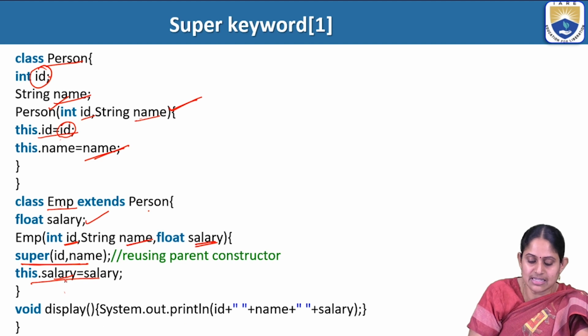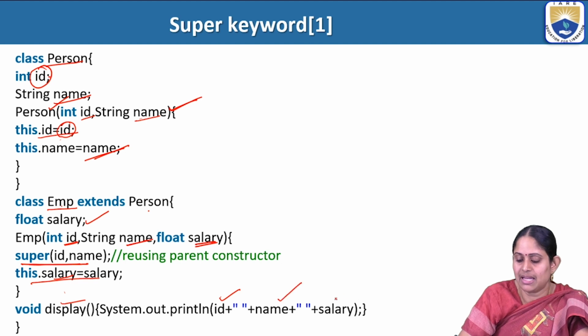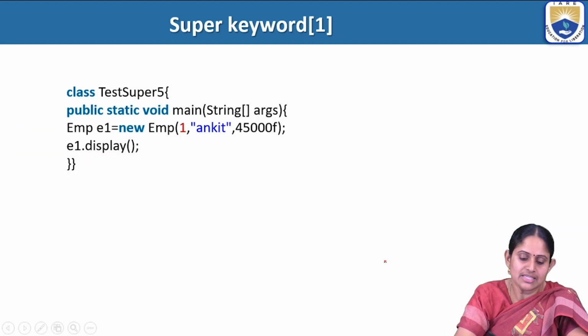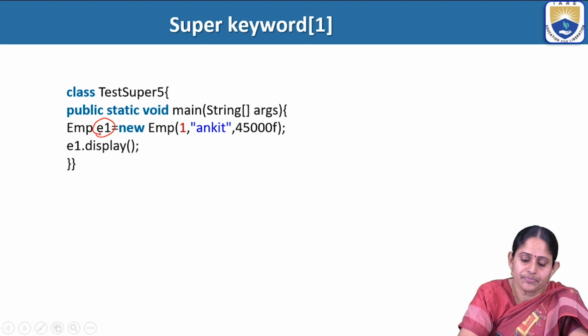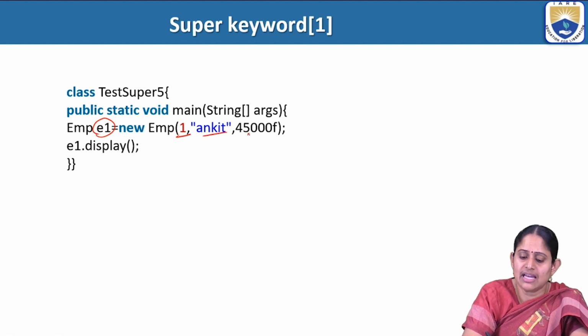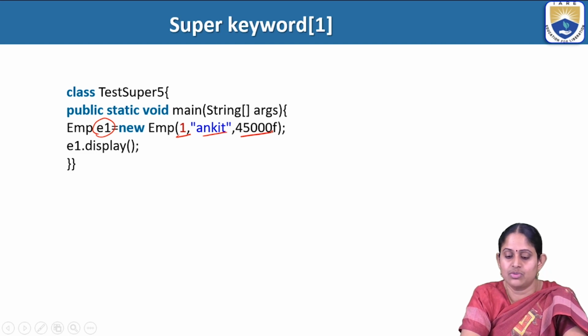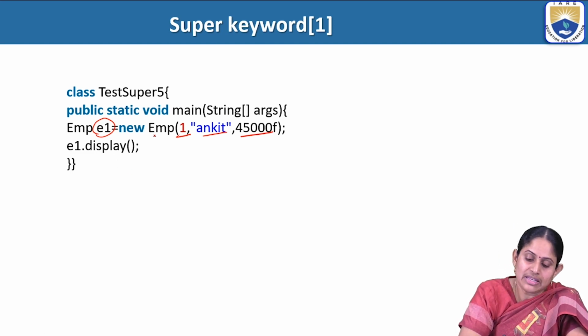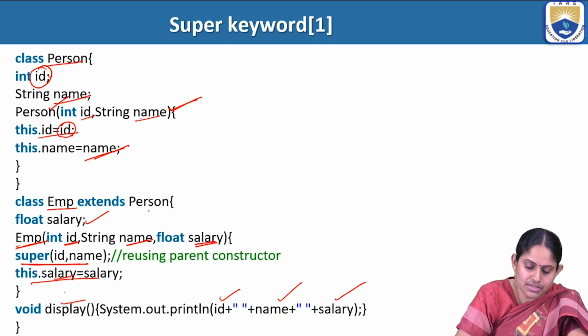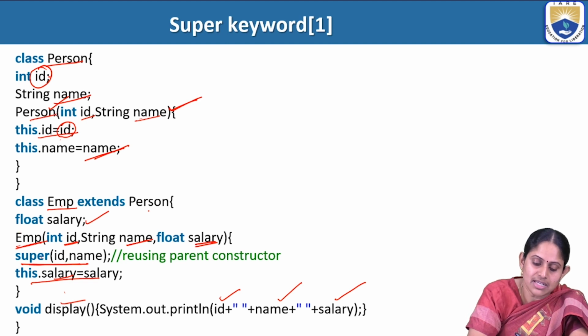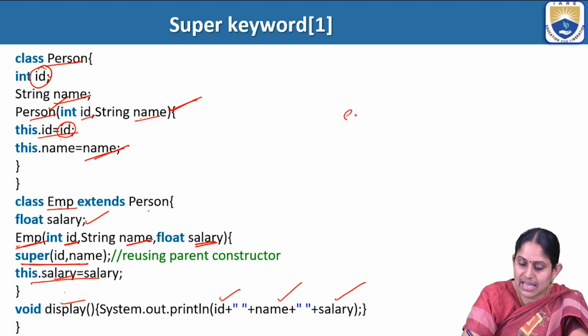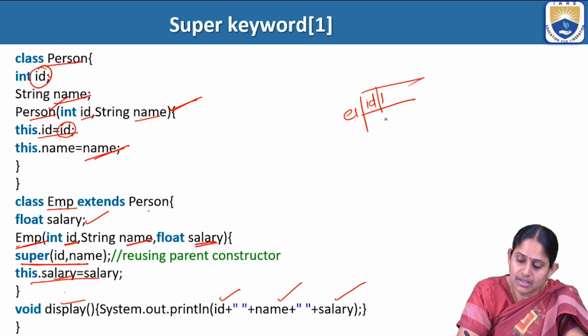Now inside the employee class there is a method display. This display method will display the ID, name and the salary of that particular object. Inside the main we are creating an object E1 which will have the values 1, Ankit and 45,000. When you create the object E1, it will invoke the EMP constructor, which will in turn invoke the person constructor to assign the values. So the object E1 will have ID, then name and salary.